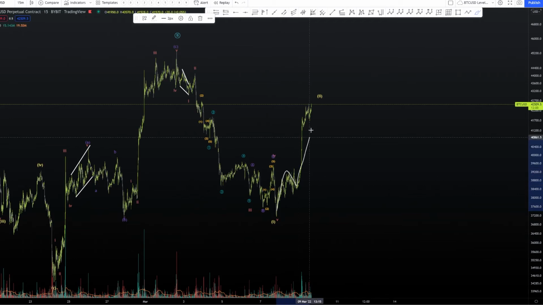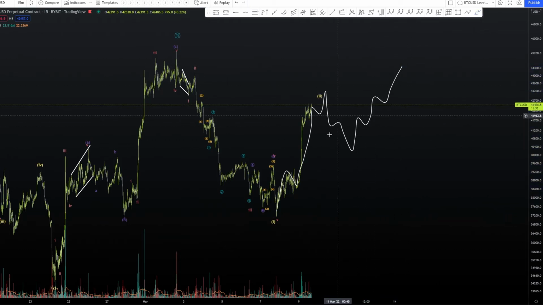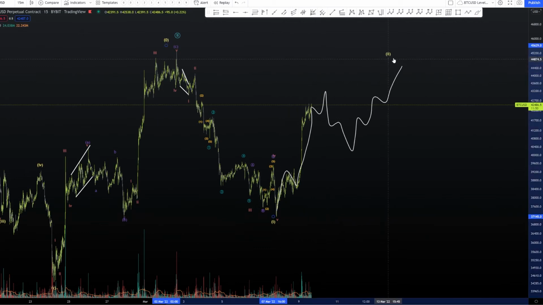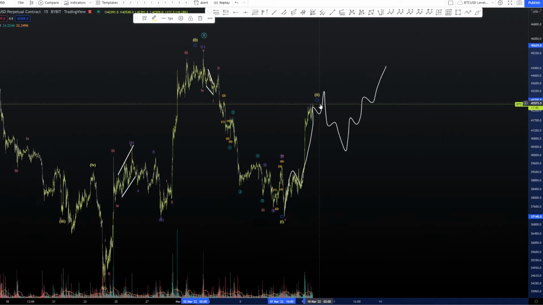We could be going 1, 2, 3, 4, 5. Then we get a pullback, A, B, C, and another 1, 2, 3, 4, 5 to give us the wave C. But that would be a pretty short wave C compared to the wave A. So not as likely, in my opinion, that this is a wave 2 overall.